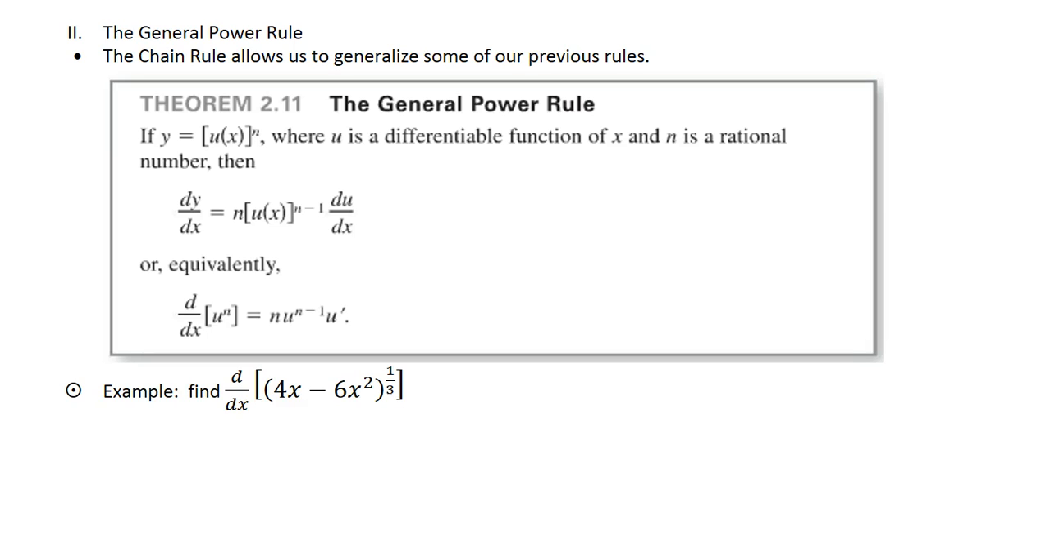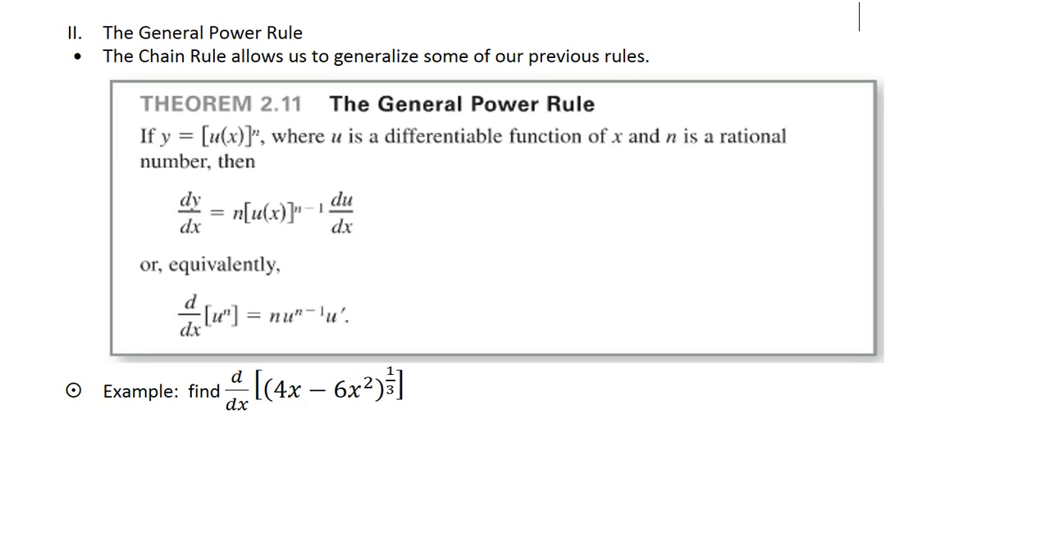Now, one thing that the chain rule does for us is it allows us to generalize our previous rules. And in fact, whenever you see a derivative formula stated from here on out, you're going to want to think of it in terms of u instead of in terms of x, because that makes it more useful and more general for more functions. So this is an example of what this might look like.